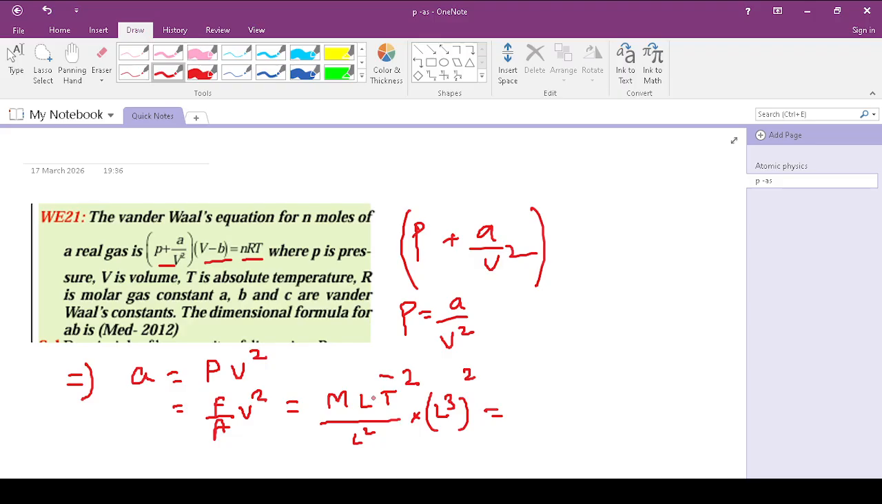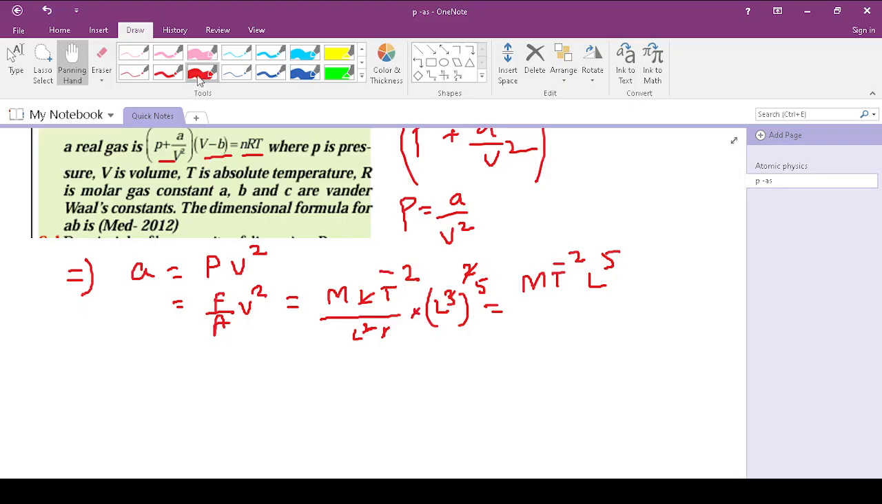So we can cancel out one L here. So MT power minus 2 and L power 1 is there. So this will become L power 5. This is the dimensional formula for A.